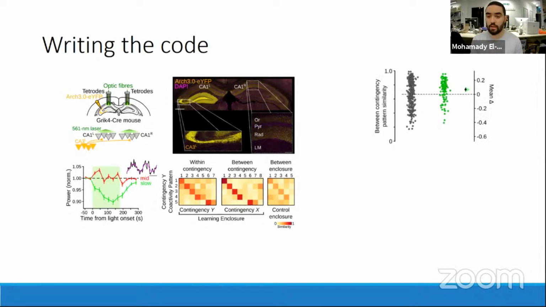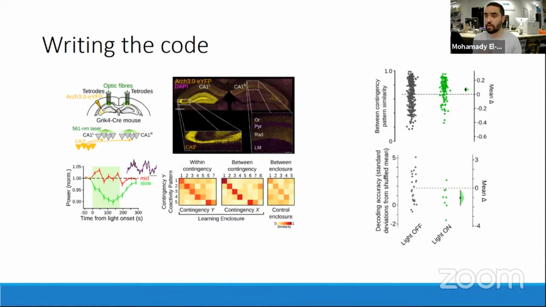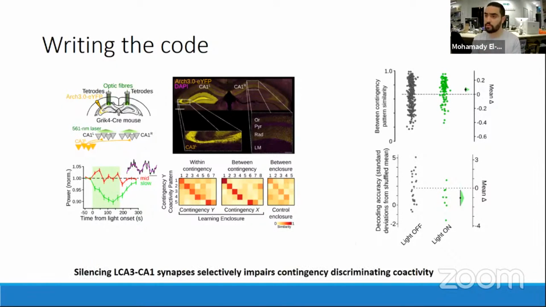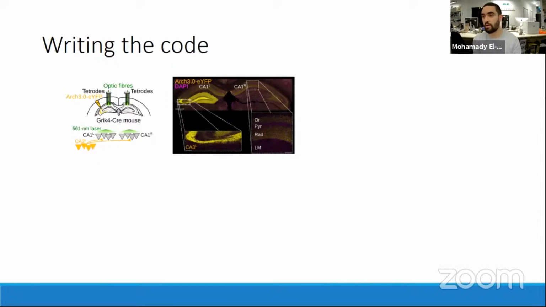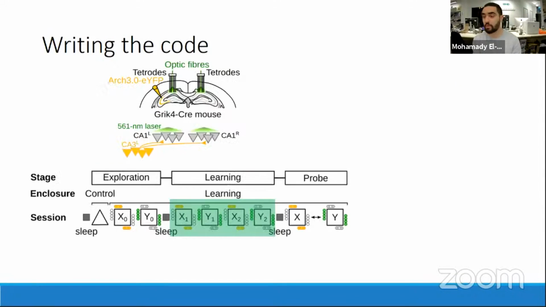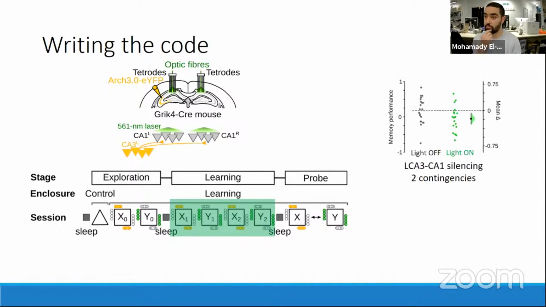despite basic features of coactivity not being affected. We see this using the ICA method, but also using a different method that relies on pairwise correlations and Bayesian classification. And so we can get a mechanistic handle on these contingency discriminating coactivity patterns and see whether behavior is also impaired. Bearing in mind that we're silencing only during learning, what we see is that during memory performance in the probe, the animals basically go to chance when you get rid of these patterns, suggesting that they may be necessary for this memory performance.